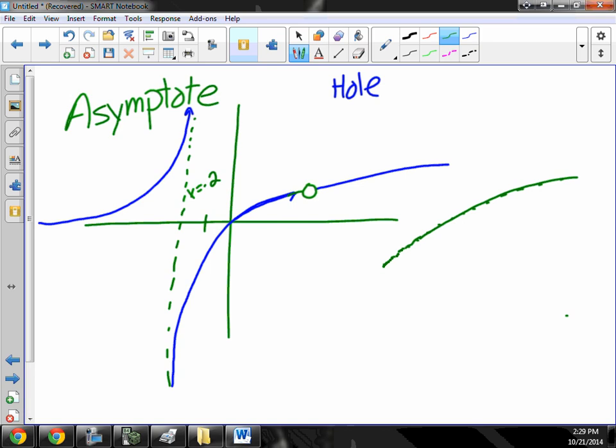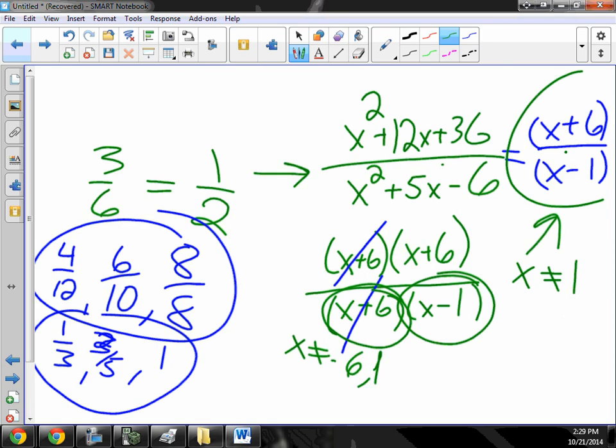So if we look at this graph, we have an asymptote at 1 because this factor did not cancel, and we have a hole at -6. Other than that, the two graphs are exactly the same. So I'll show you what I mean.